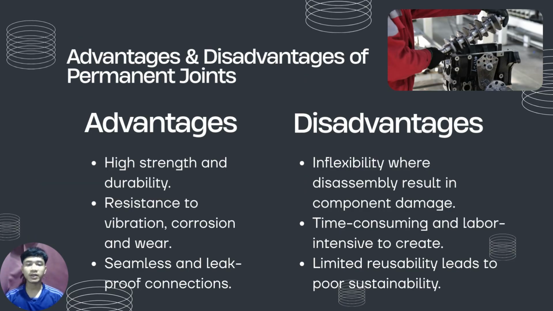Next, these are the advantages and disadvantages of permanent joint. The advantages of permanent joint are high strength and durability, resistance to vibration, corrosion and wear, and a seamless and leak-proof connection. The disadvantages of permanent joint are inflexibility, where disassembly results in component damage. Next, it is time consuming and labor intensive to create. And lastly, limited reusability leads to poor sustainability.